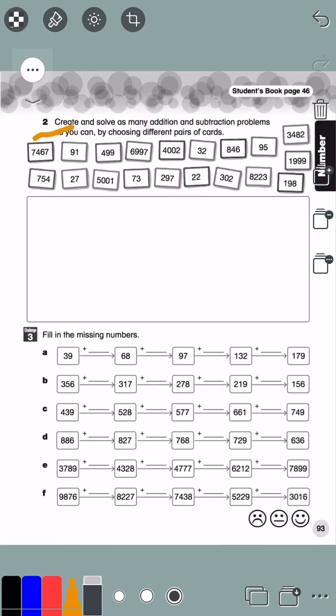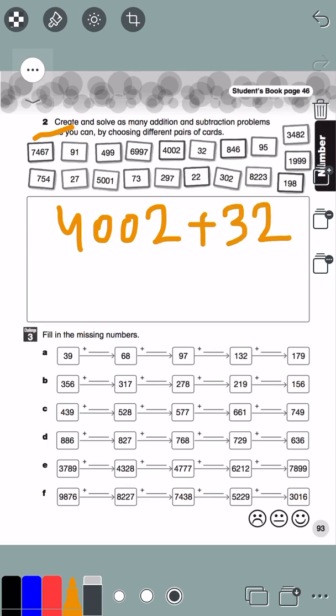Now, in question 2, we have to create and solve as many addition and subtraction problems as you can by choosing different pairs of cards. So, let's take one example. Here we have 4,002 plus 32. We can add this right away, like it equals 4,034. So you have to choose as many cards possible to add and subtract.